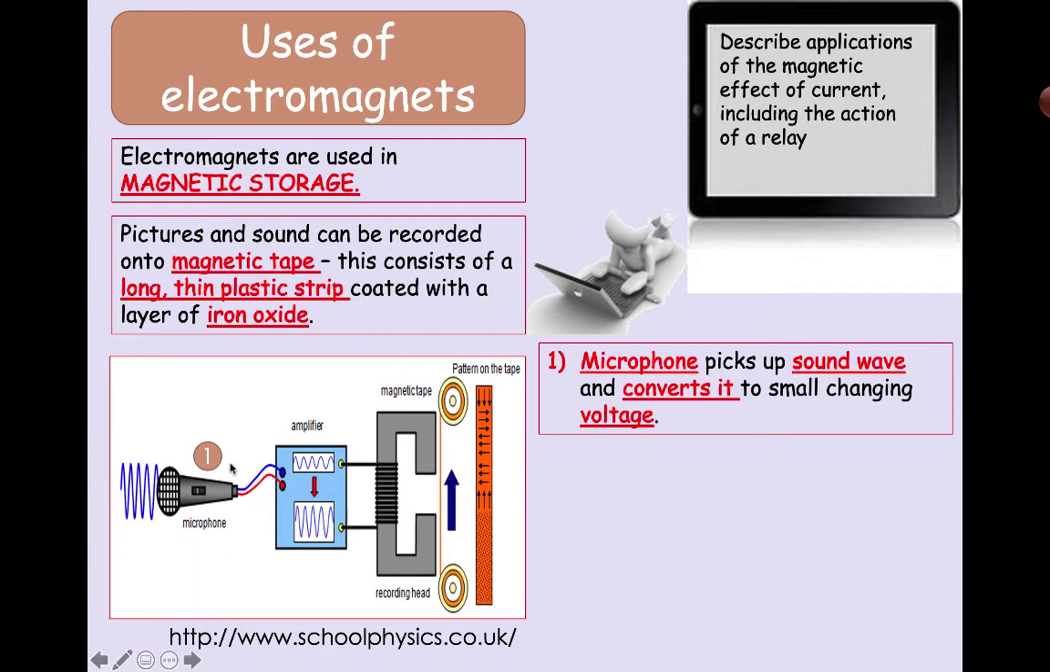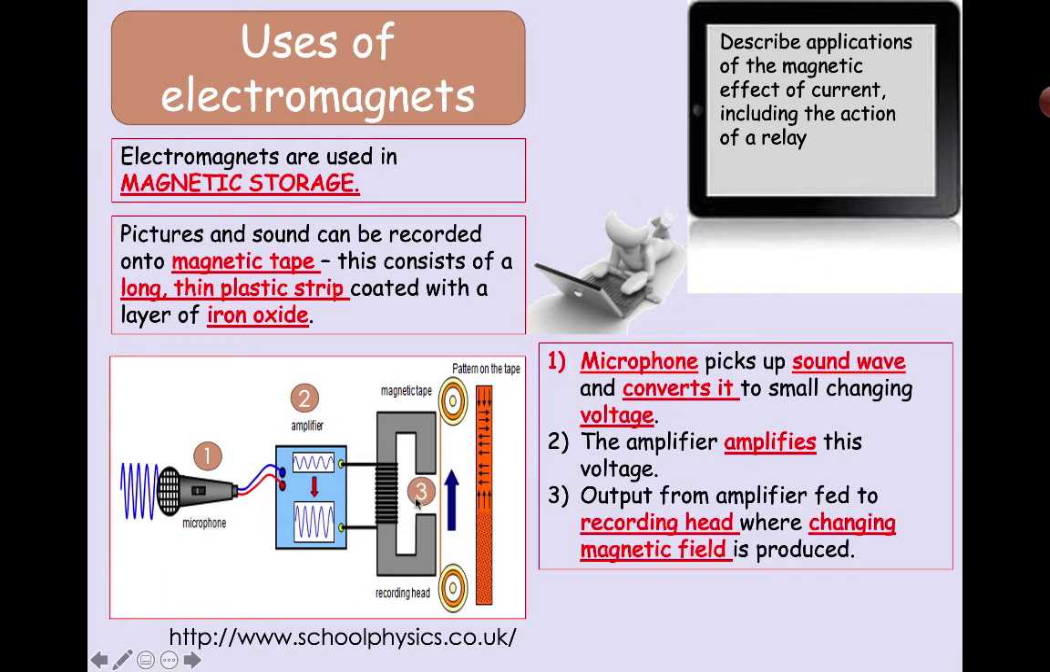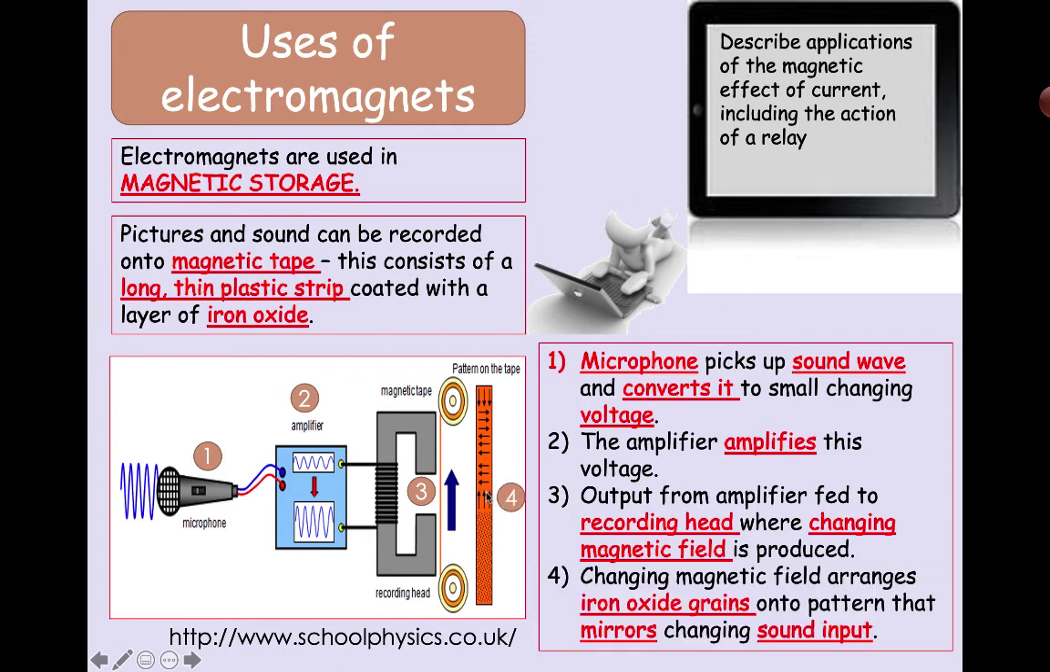So number one, a microphone picks up sound waves and converts them into a small changing voltage. Number two, the amplifier amplifies this voltage. And number three, output from the amplifier is fed to the recording head, which is here, where a changing magnetic field is produced, and that has an impact on the particles of iron oxide on the tape. So the changing magnetic field arranges iron oxide grains into a pattern that mirrors the changing sound input. These all contribute to moving the iron oxide grains into a pattern.